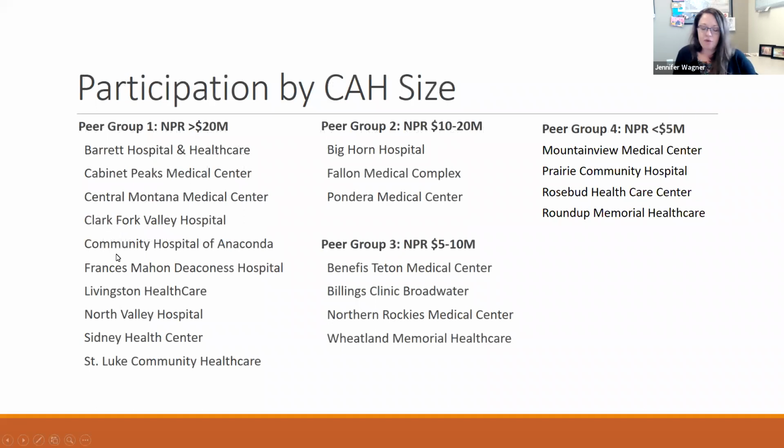We have 49 critical access hospitals in Montana, and 21 of those hospitals signed up and participated in this project and stuck through all the education sessions. This slide just breaks down our hospital participation in size by net patient revenue. It's a really good visual to see that we had our biggest hospitals and our teeny tiniest hospitals all working together on this and informing the work that we did during the project.